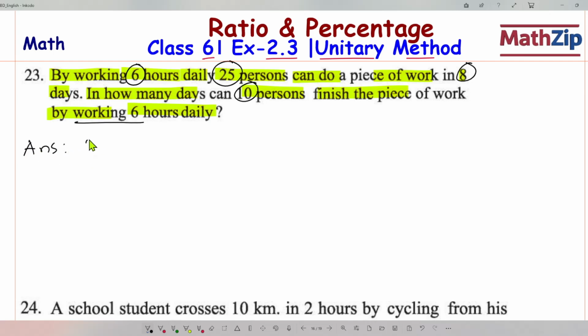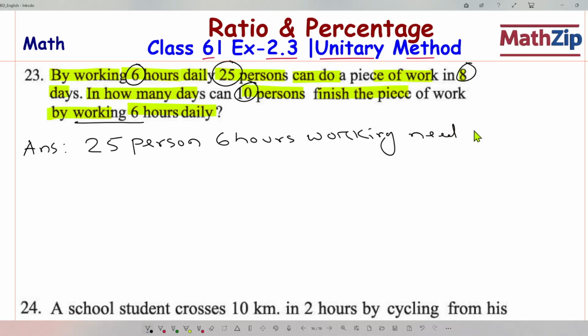Answer: 25 persons, 6 hours working, need to finish the work in how many days? 8 days. So one person working 6 hours needs more days, right? So 8 times 25 days.